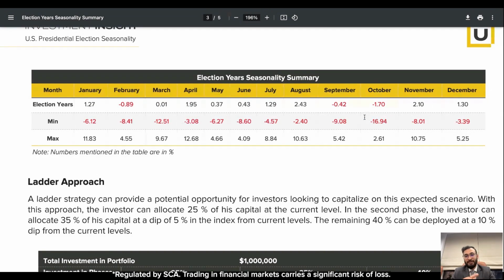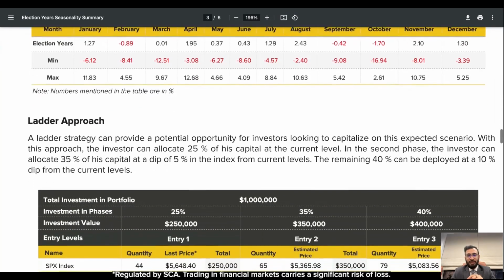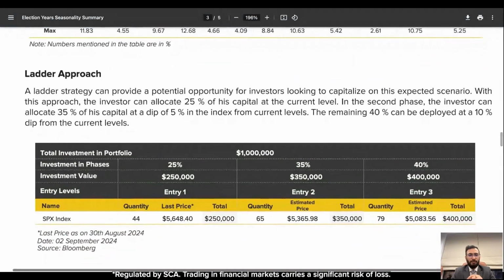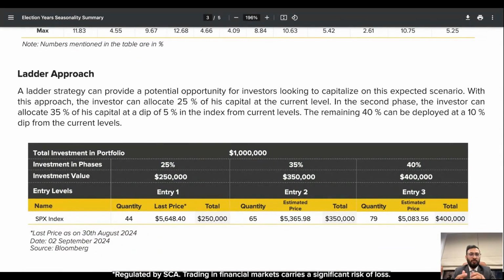So if you see a dip in September and October in the S&P 500, it could be a good entry point to buy. And then again in November, we have seen that markets recover during the election. So that is where the seasonality comes in. And now, obviously, don't put all your money in at once into the S&P 500.